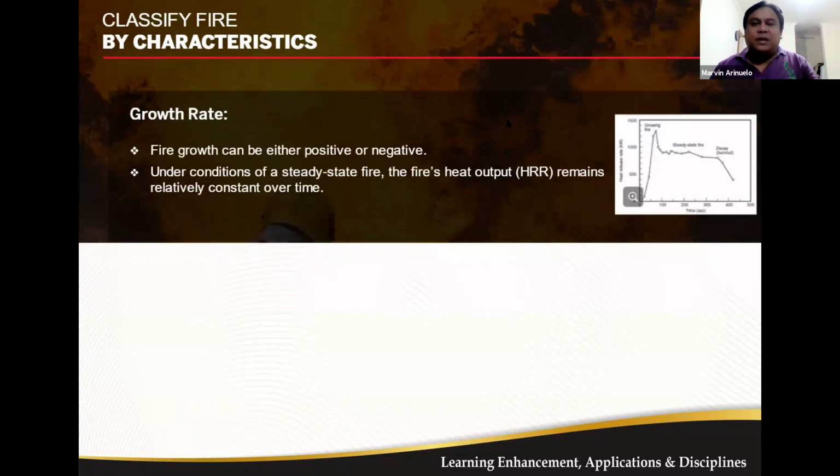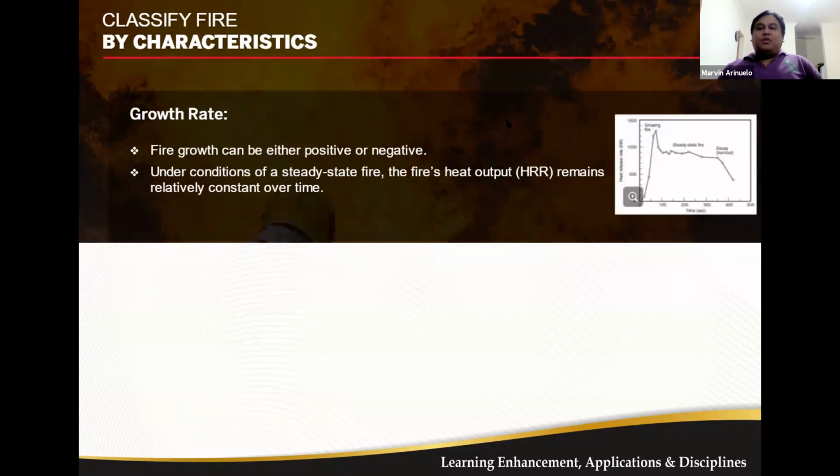And the growth rate. Fire may also be classified on the basis of growth rate. And the fire growth can be either positive, meaning its growth is increasing, or negative, meaning it is a decreasing growth rate. As you can see on the diagram.